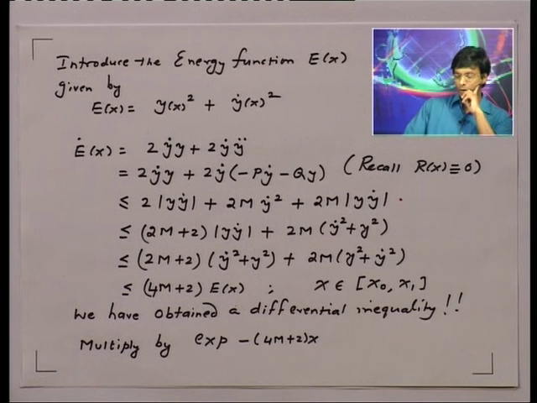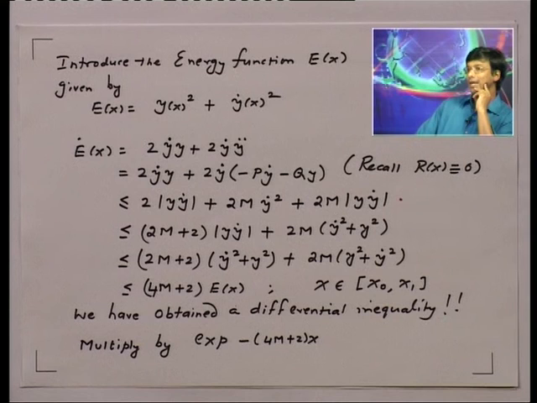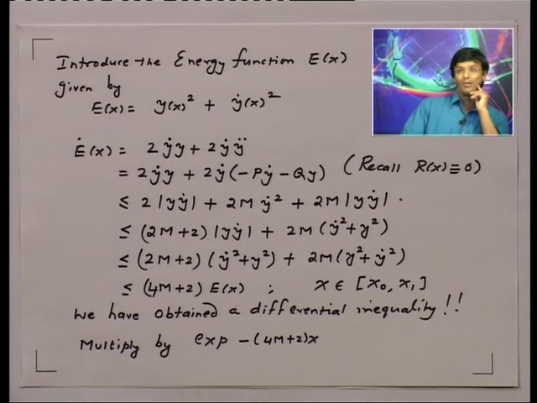So now all in all, what do you get? Combine everything, you get a coefficient 4m plus 2. That is a constant, I do not care, as long as it is a constant I do not care. And then what is left over? y squared plus y dot squared, that is the energy function again. So we have proved the following inequality. What have we got? E dot less than or equal to a constant times E, and that constant is 4m plus 2.